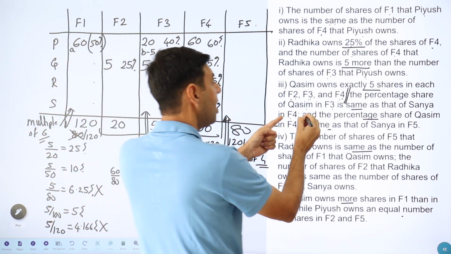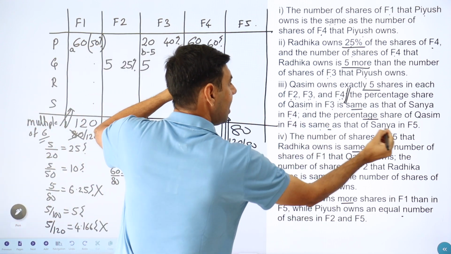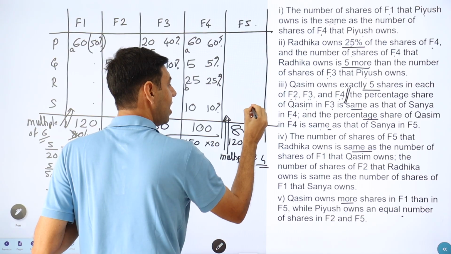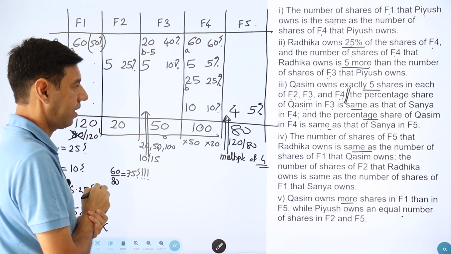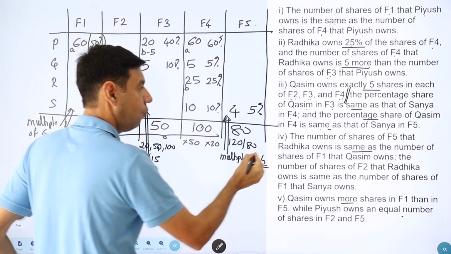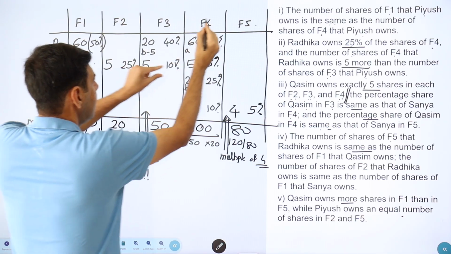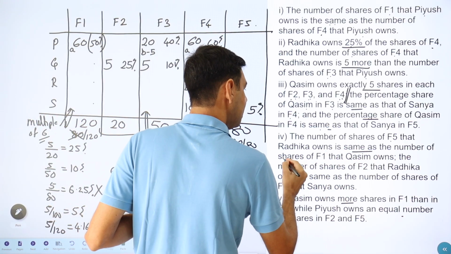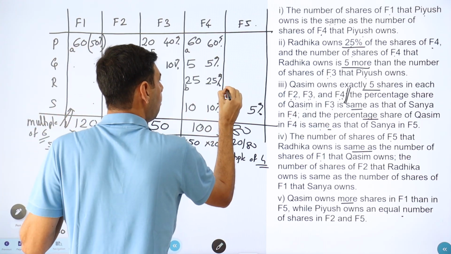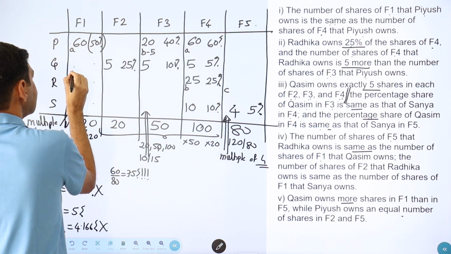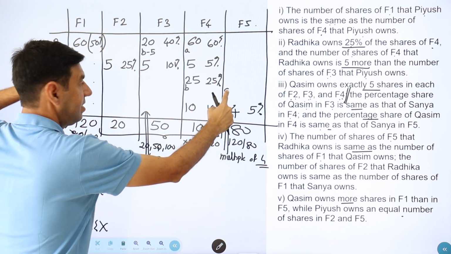Okay, let's continue. The percentage share of Qasim in F4, 5% is same as Sanya in F5. So this is 5%. The least of this, that is 4 shares. Okay, so the others are going to be more than 4. The number of shares of F5 that Radhika owns is same as the number of shares of F1 that Qasim owns. So here, whatever this number is C, Qasim F1 will also be C. This is C, this is C.